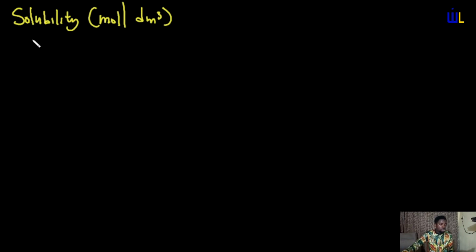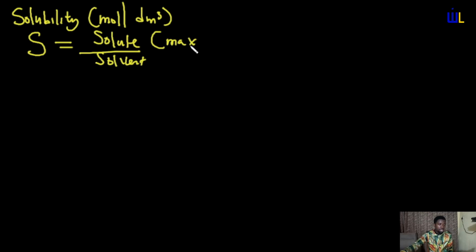Remember, the general solubility formula: solubility S equals solute all over solvent. But remember, this solute is the maximum, and it has to be at a particular temperature. Let's leave that and come back. So solubility in mole per dm³ is dependent on the solute and the solvent. The formulas of solubility in mole per dm³ are strictly dependent on the units of the solute and solvent. So let's look at different units and create the mathematical expressions for them. Okay, let's start with the first one.